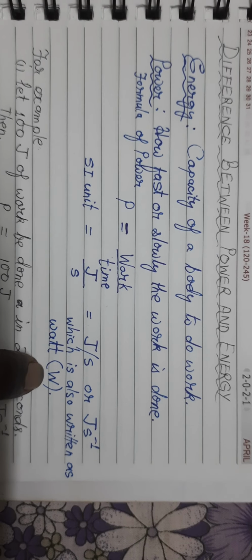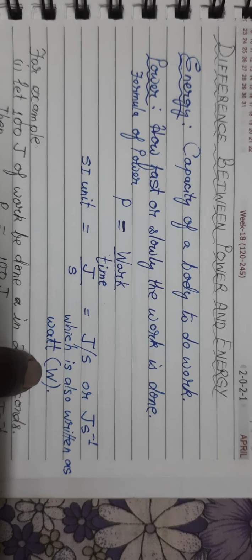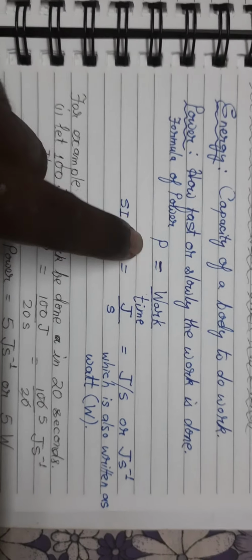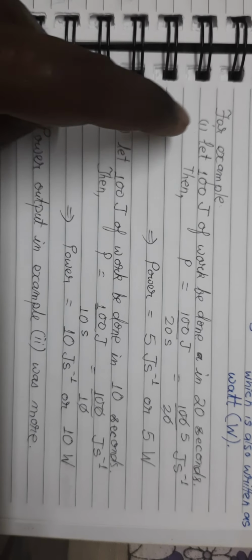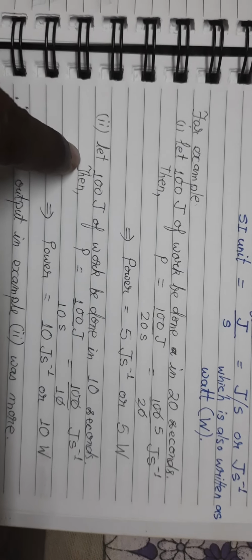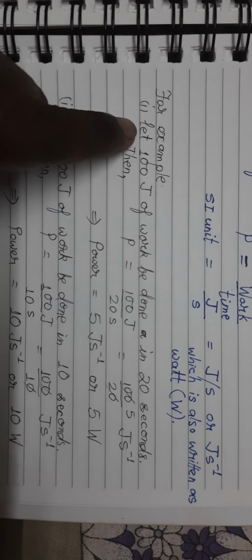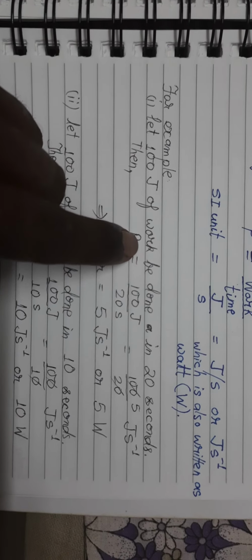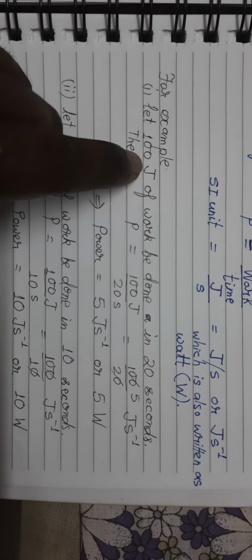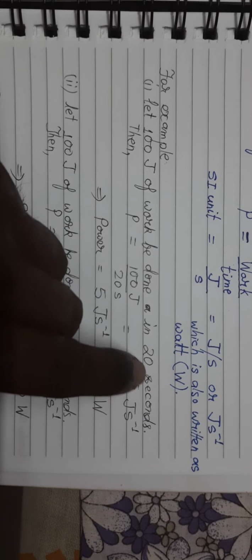You remember James Watt, he had invented the steam engine, so after his name only is the unit of power given. Now to understand this power, let us see this example. Now we have two examples over here. Let's see the first example. In the first example, let 100 joules of work be done in 20 seconds. A work of 100 joules takes 20 seconds to be done. Then how much will be the power?